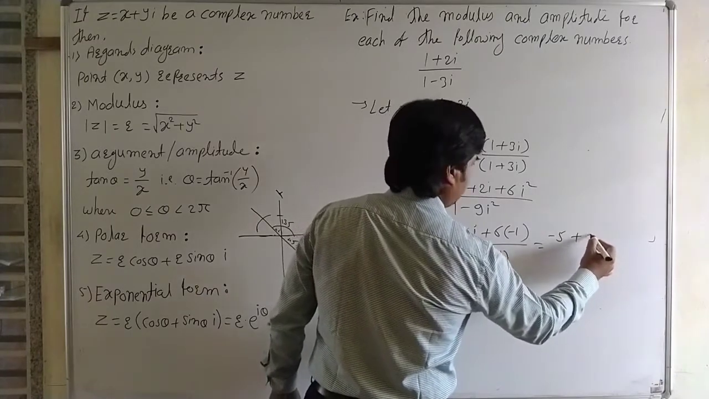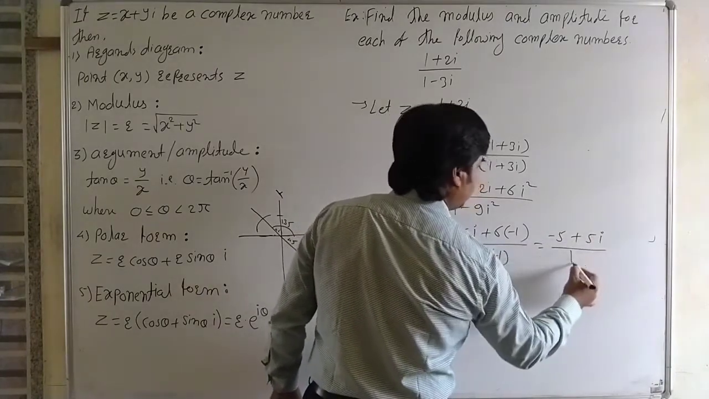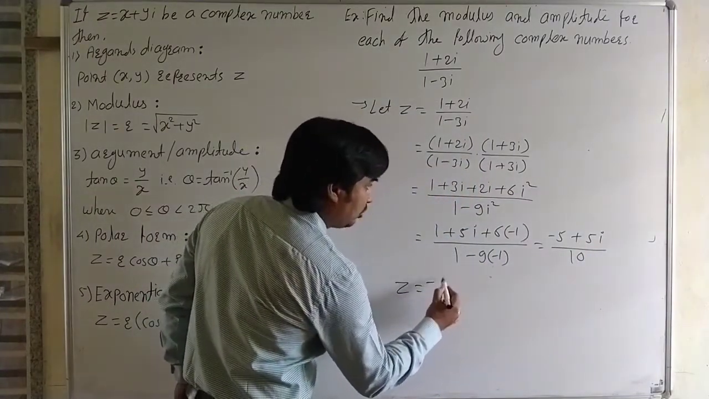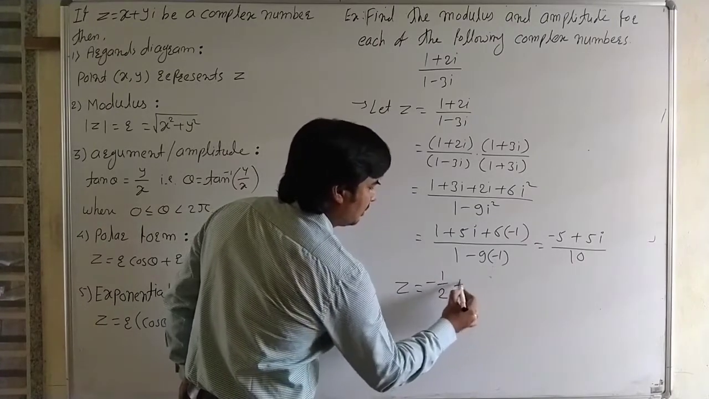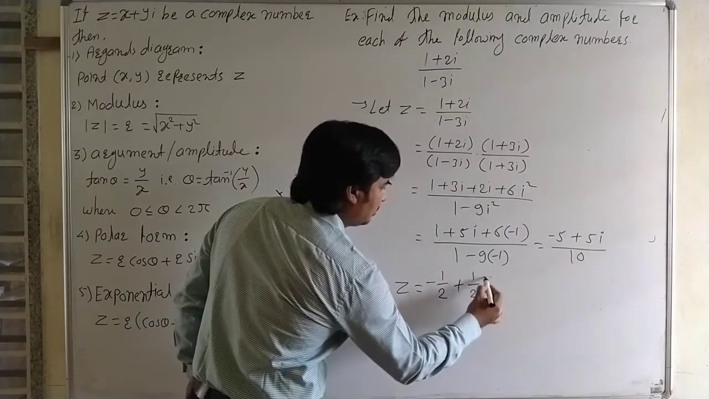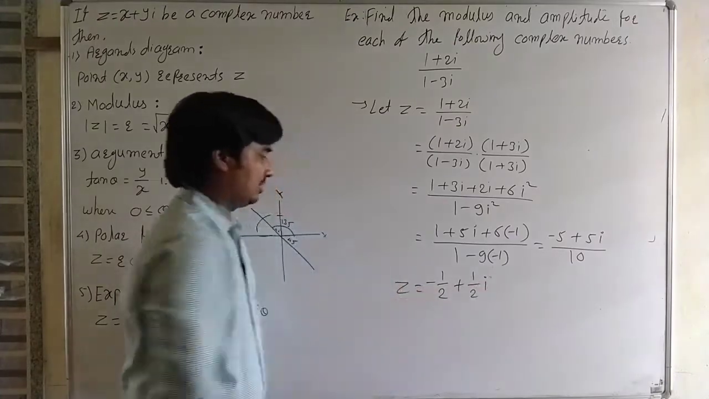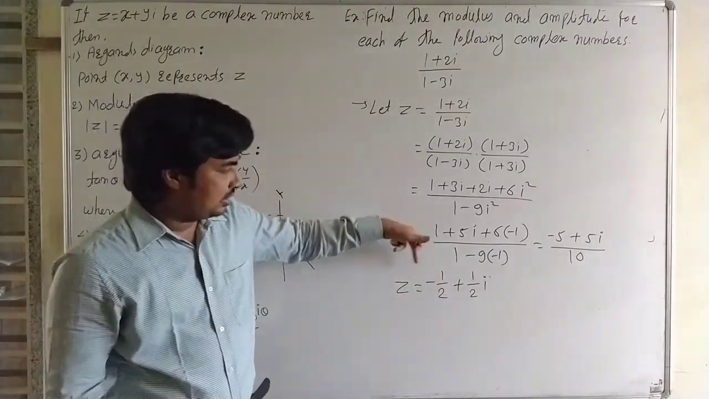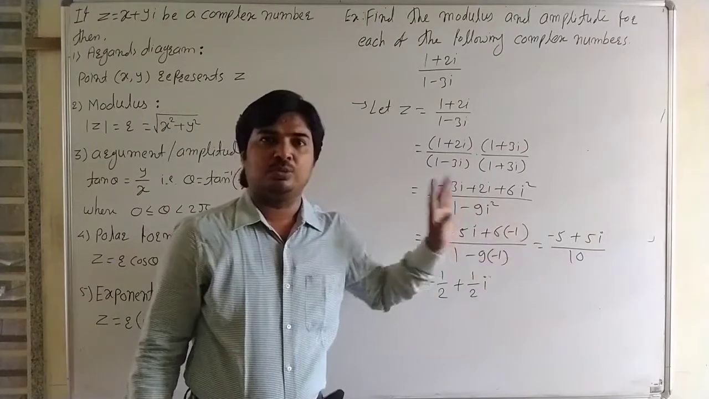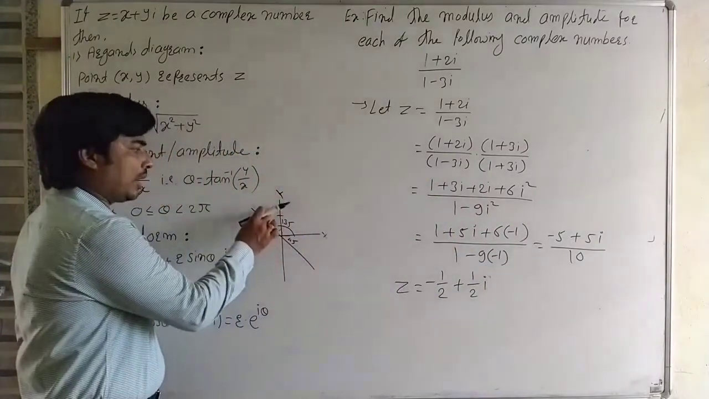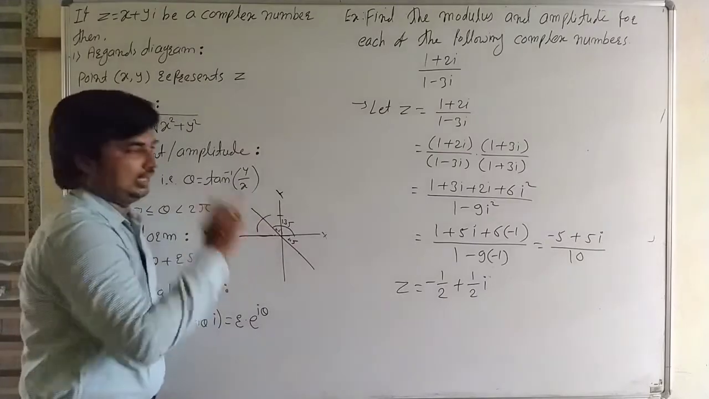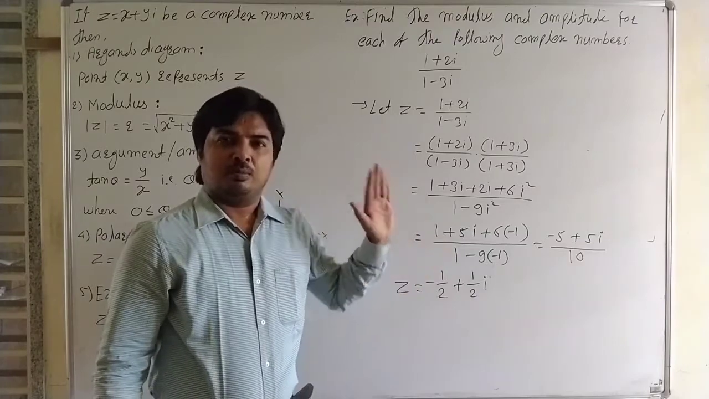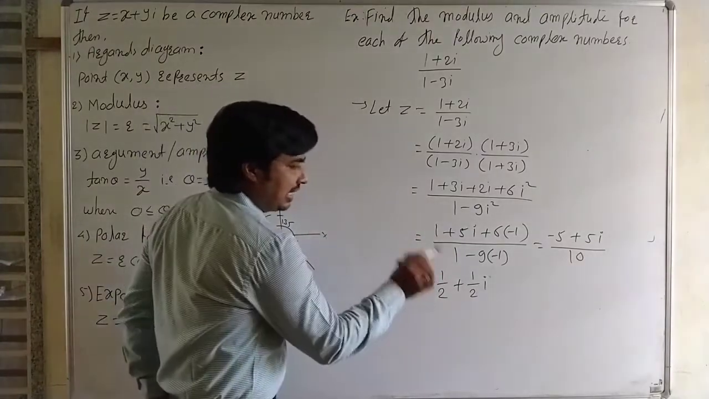Plus 5i upon 10, and therefore z becomes minus 5 by 10, that is 1 by 2, plus again 5 by 10, that is 1 by 2 i. Then it is x and y. Now here x is minus and y is plus. Therefore this complex number is represented as a point in the second quadrant. Therefore theta in the second quadrant is in between pi by 2 to pi, that is 90 to 180.